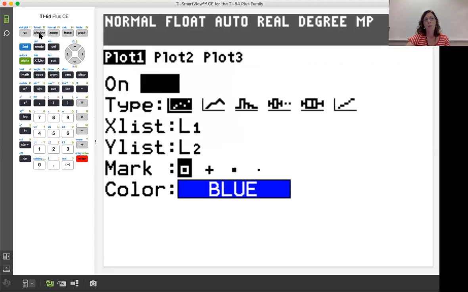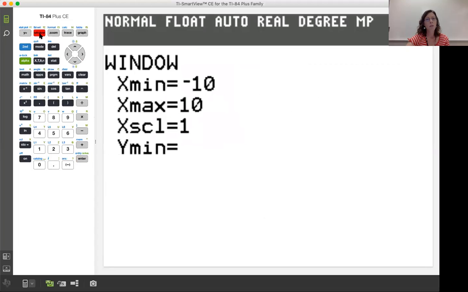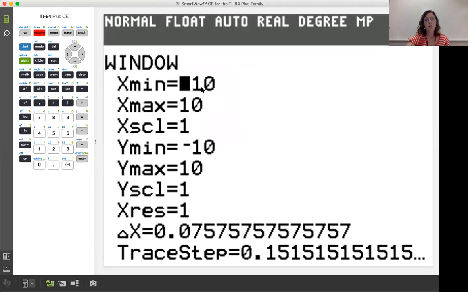The second step after you do that would be to go to window and make sure that the window says -10, 10, 1, -10, 10, 1. The rest of it doesn't matter. It's those first 6. These first 6 are what we were changing to graph the scatter plot. Do you have that, Ava? Yeah, I did that part. Okay, good. I just didn't want to go too fast.